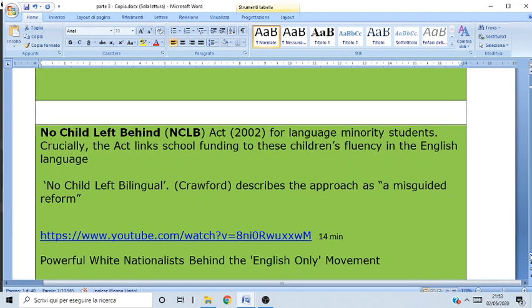just like one of the cases that we read about seems to point at. But at the same time, there is a link between funds that go to schools and the levels of proficiency, of fluency that these children obtain in the English language. Okay? So it looks like something that is cute for kids, but it's actually all about money, about funding.